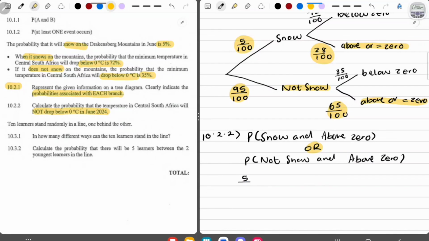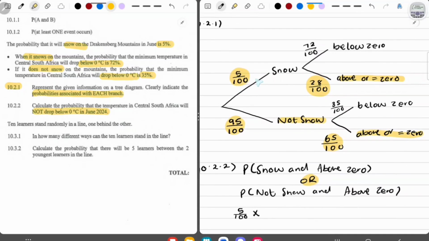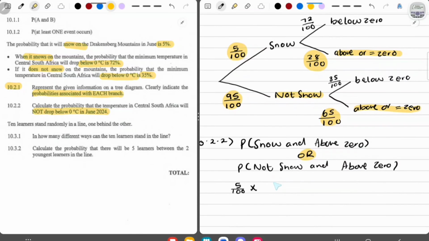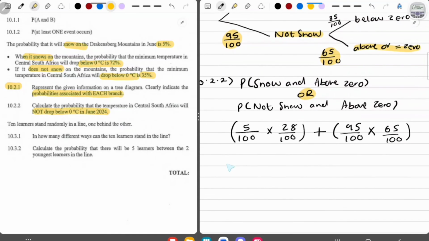So that is the 5 over 100, multiplied by this. We're going to take the branches and multiply like this. The probability that it's going to snow and be above 0 is 28 over 100. Let me write this bigger: 5 over 100 times 28 over 100. Because we have "or," it means to add. So we're adding that to the probability that it will not snow. The probability that it will not snow is 95%, multiplied by the probability that it will be above 0 degrees, which is 65 over 100. And we'll get our answer like this.